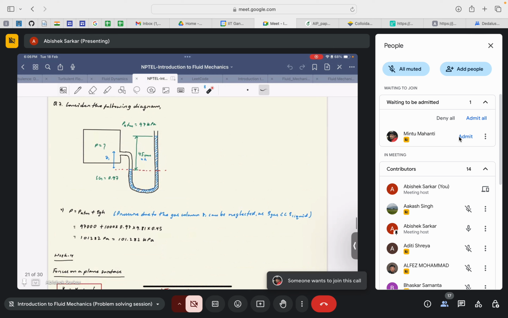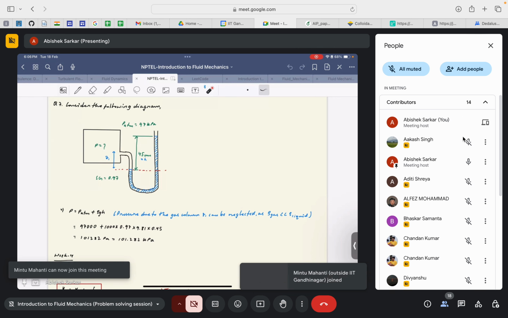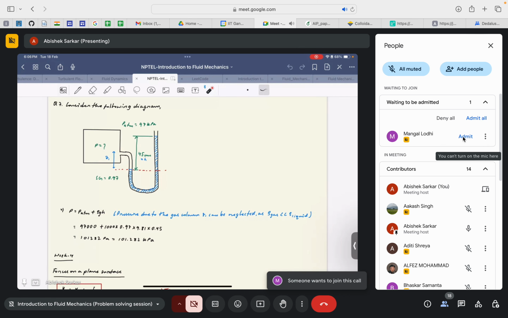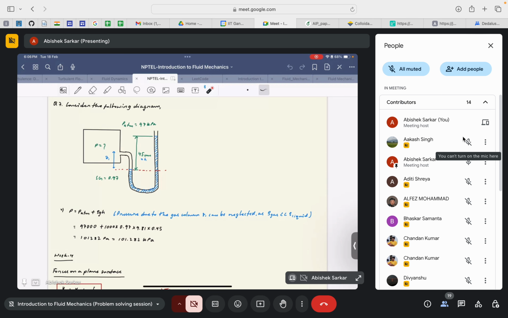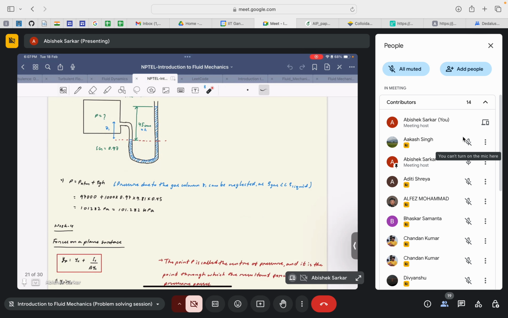Could any one of you please tell me what you mean by center of pressure? It seems that the mic part is alright, so you can either speak up or just write in the chat box. Both are fine. Can anyone discuss what you understood by center of pressure, and what is its significance? I'll wait for some time, then I can continue. Okay, no issues. It's fine.